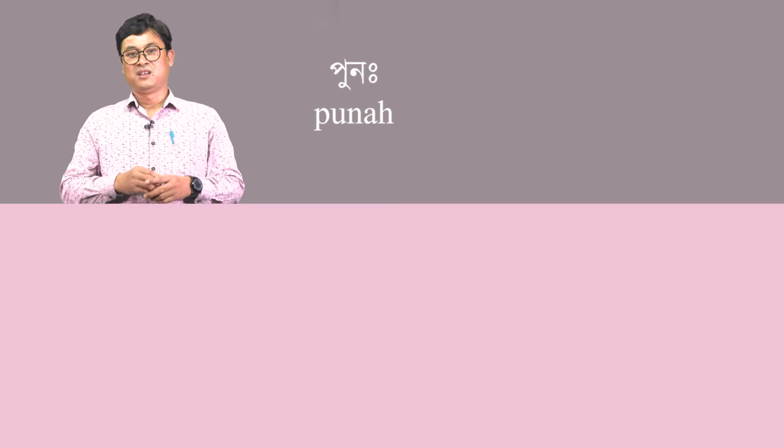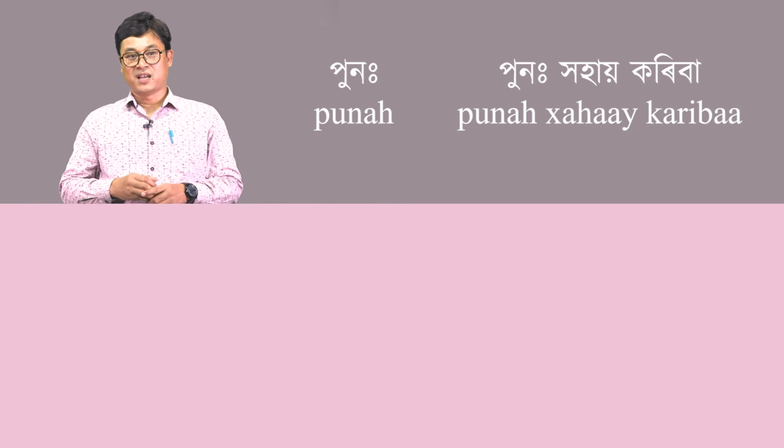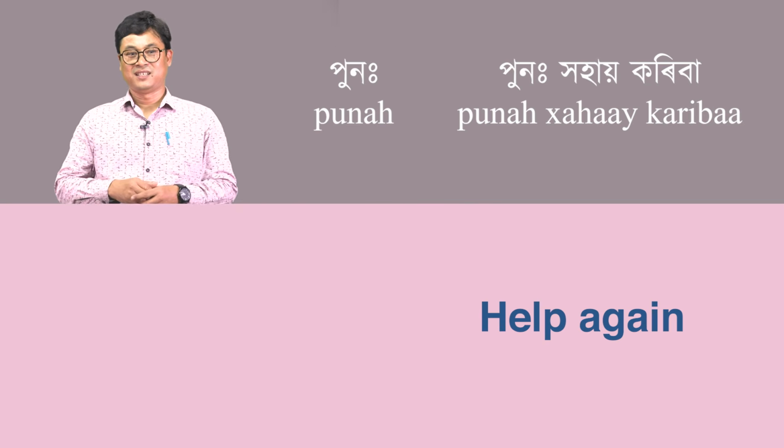Bikhorgo, we find Assamese words such as nikhek, which means destroyed, and punoh, that means repeat. Let's make one phrase using the word punoh, like punoh hohai koriba, which means help again.